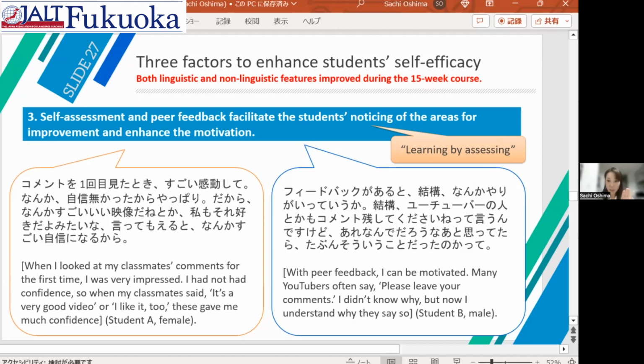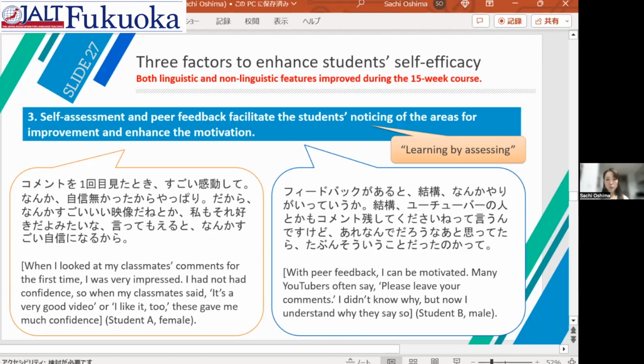On the left-hand side: when I looked at my classmates' comments for the first time, I was very impressed. I had not had confidence. So when my classmates said it's a very good video or I like it too, they gave me much confidence. And on the right-hand side: with peer feedback, I can be motivated. Many YouTubers often say, please leave your comments. I didn't know why, but now I understand why they say so.